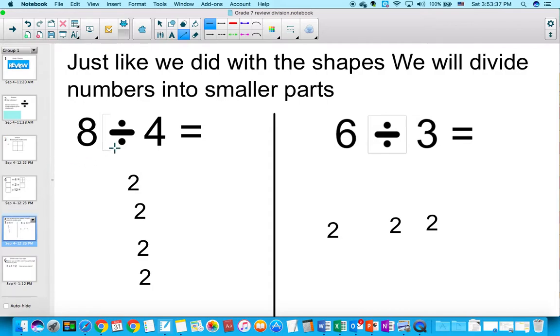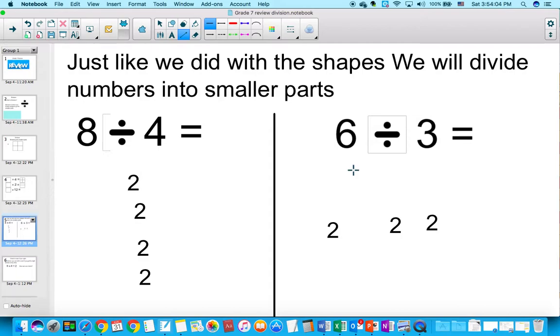So we did this before already. 8 divided by 4. Well, we have 8. We're trying to cut 8 up into 4 equal groups. Well, the number 2 is the number that, when in 4s, like 4 2s, will make 8. So 8 divided by 4 should equal 2, because 2 4 times is 8. So the 4 parts that make 8 is 2.